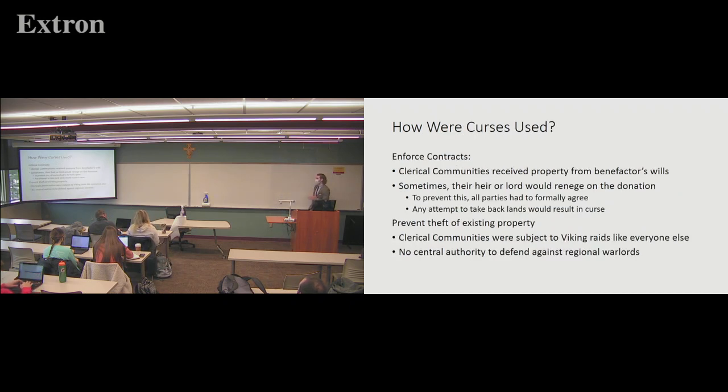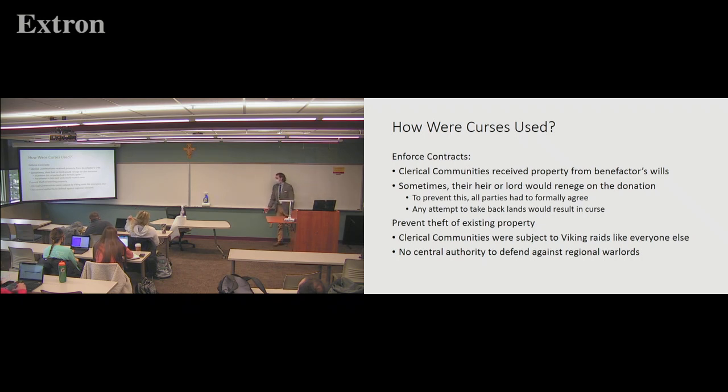So sometimes these were used to enforce clerical contracts. When people would die, they would leave property to the church. Again, this being feudal Europe, unless you were the king of the country, there was someone above you that had claim to your property. So sometimes the person's heir or the lord above them would renege on the donation. All parties would formally agree, usually, and they would have cursing clauses in the contract that said if you try to take this land from us, we will curse you. But still, it was fairly common that the lord or the person's children would try to get that land back from these monastic communities.